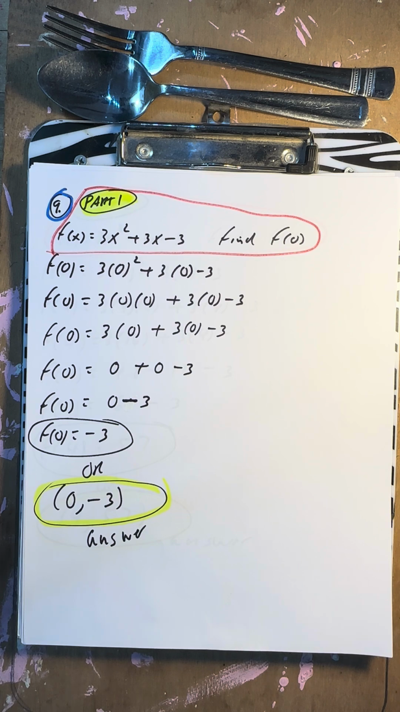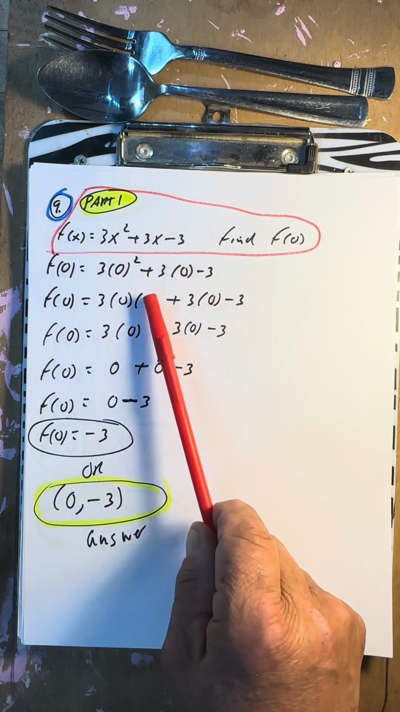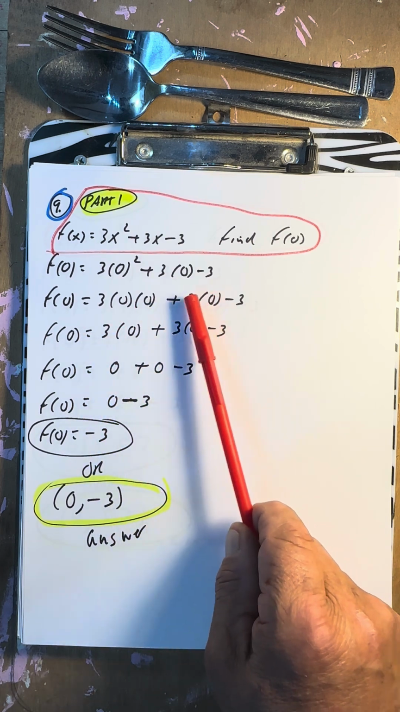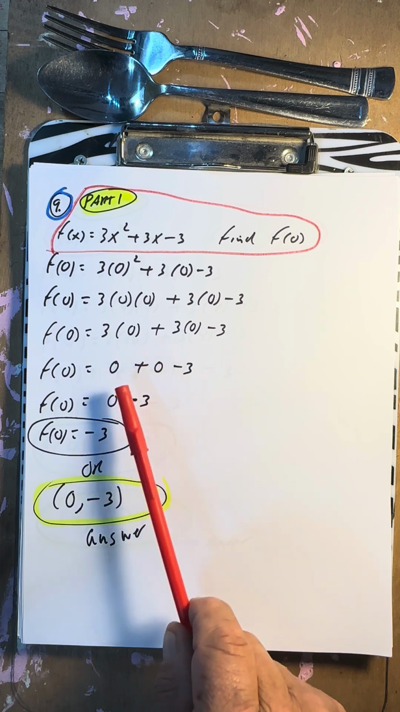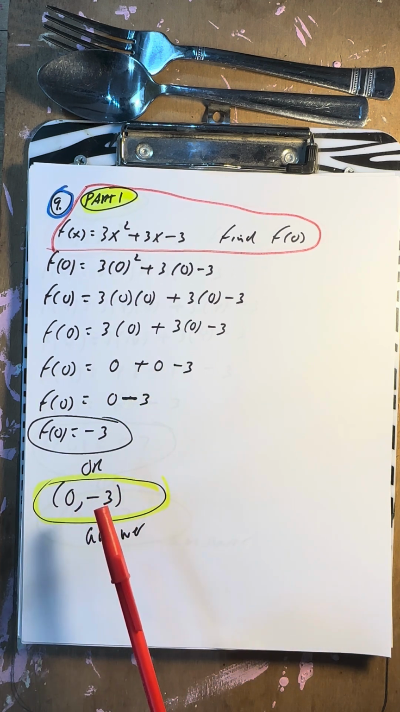This one. f of x is 3x squared plus 3x minus 3. Find f of 0. Put a 0 in there for the variable. So 0 squared means 0 times 0. And 0 times 0 is 0. 0 times 3 is 0. 3 times 0 is 0. And bring the 3 down, negative 3. 0 plus 0 is 0. Minus 3 is negative 3. So at 0, you get what? Negative 3.